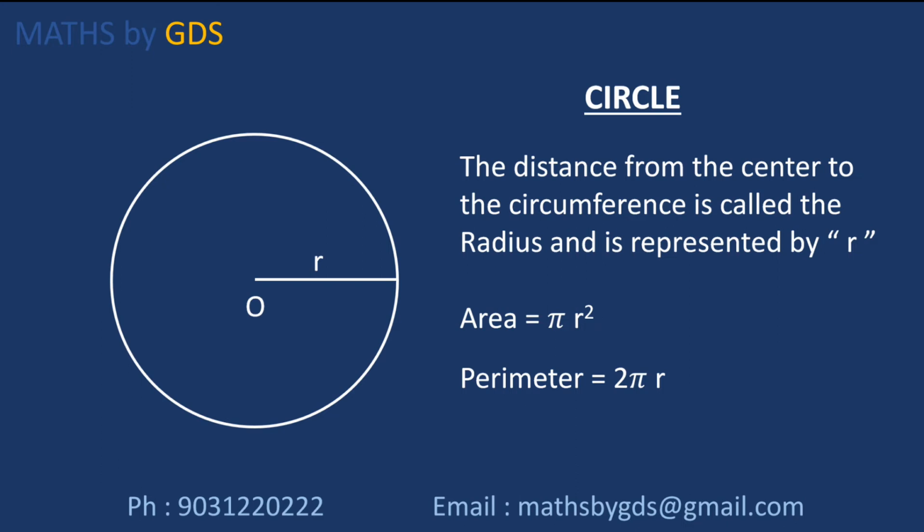Now, area of the circle is calculated as pi times r square, that is pi into r into r. The perimeter means the length of the boundary. Perimeter is 2 pi r. Perimeter of the circle is also called the circumference or the length of the circumference, right? It is 2 into pi into r.